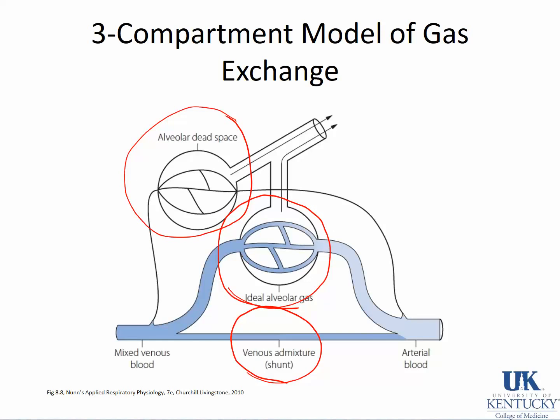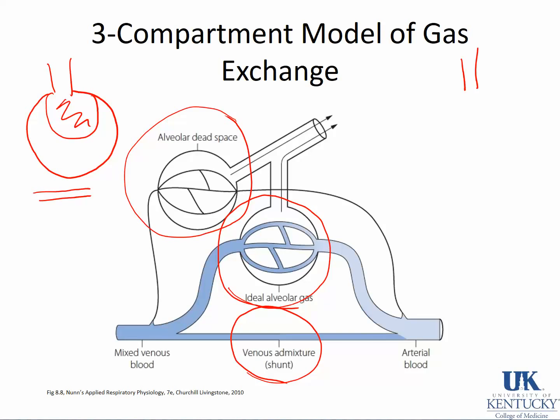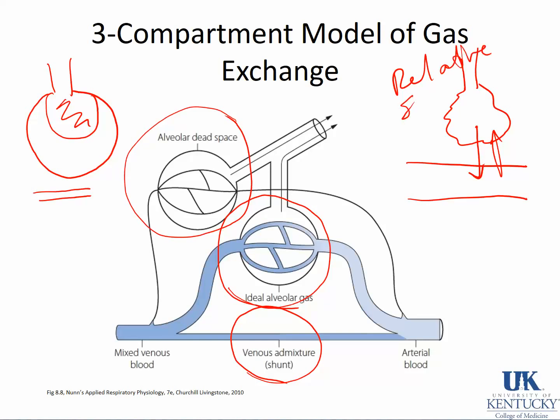Now, in reality, that probably doesn't happen. There are going to be some lung units which have ventilation in excess of perfusion, and so they've got some amount of lung unit that could be construed as being dead space, and the rest of it is ideal alveolar gas. And similarly, there are going to be some lung units that have a decrease in lung volume, but they're not completely atelectatic. So as perfusion goes by, the pulmonary blood flow will pick up some oxygen from that lung unit and put some CO2 back in, but it's not enough. And this then constitutes what I frequently call relative shunt.